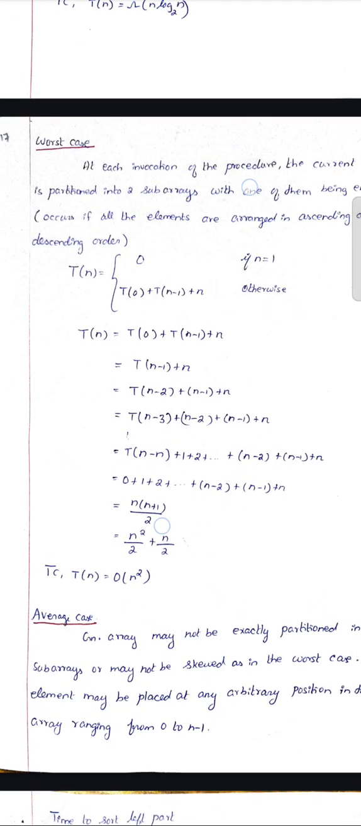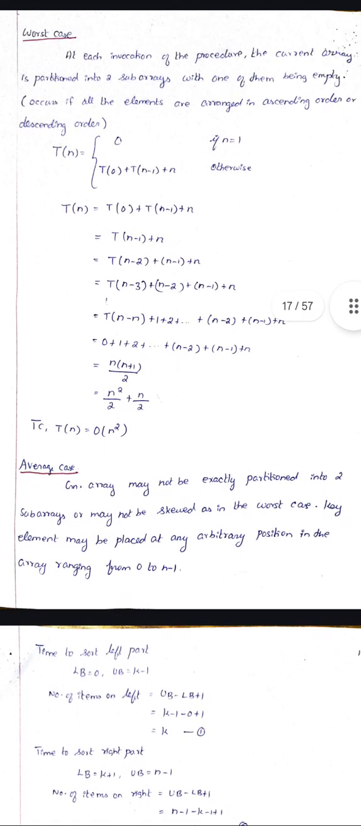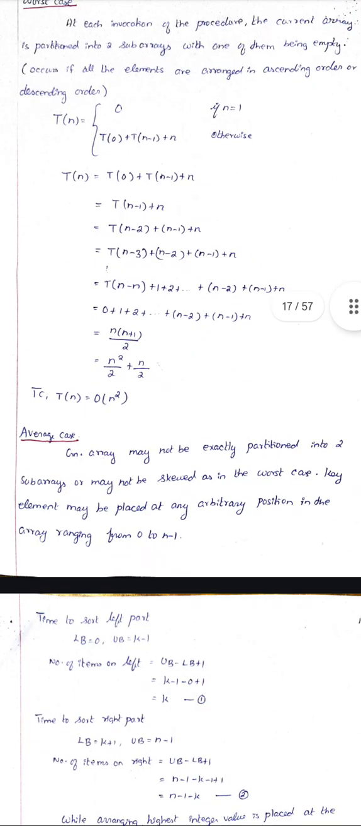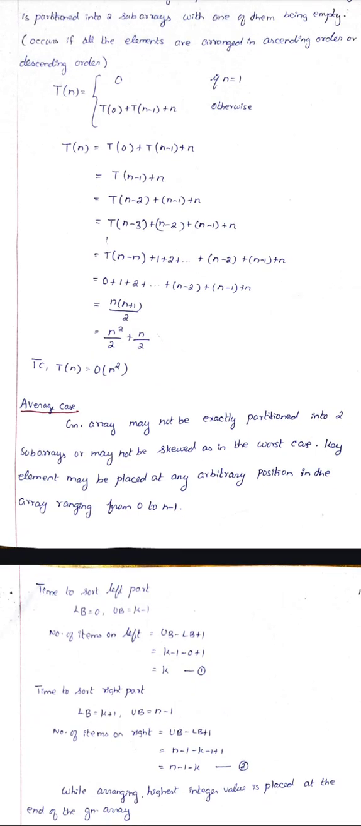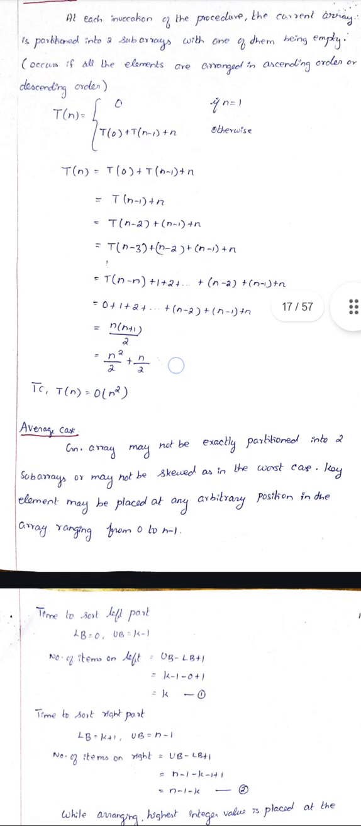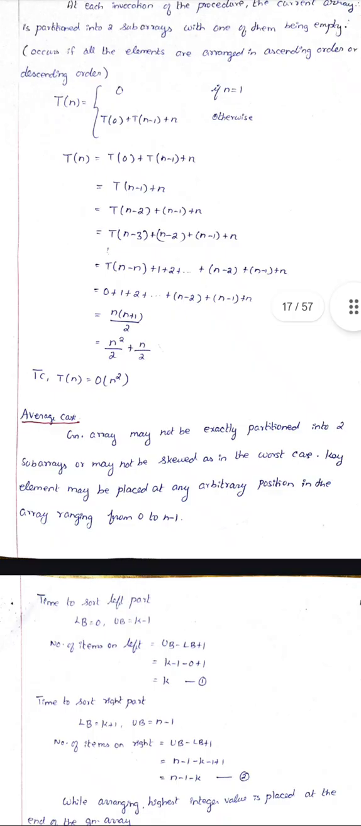Worst case occurs at each invocation of the procedure, when the current array is partitioned into 2 subarrays with one of them being empty. This occurs if all elements are arranged in ascending order or descending order. T of 0 plus T of n minus 1 plus n, worst case. Otherwise it is T of 0 plus T of n minus 1 plus n.